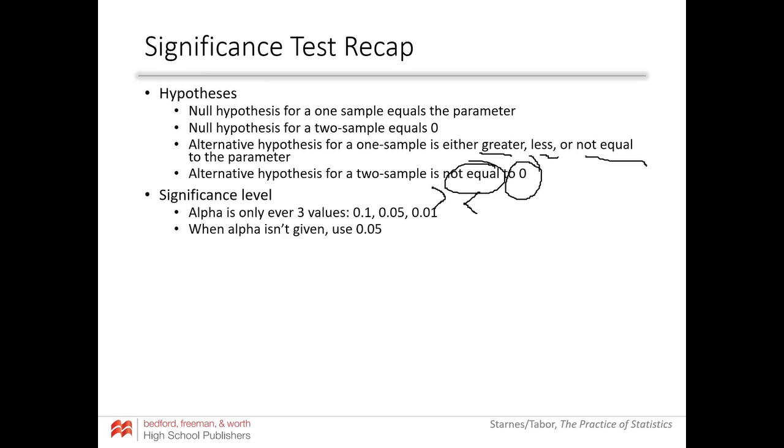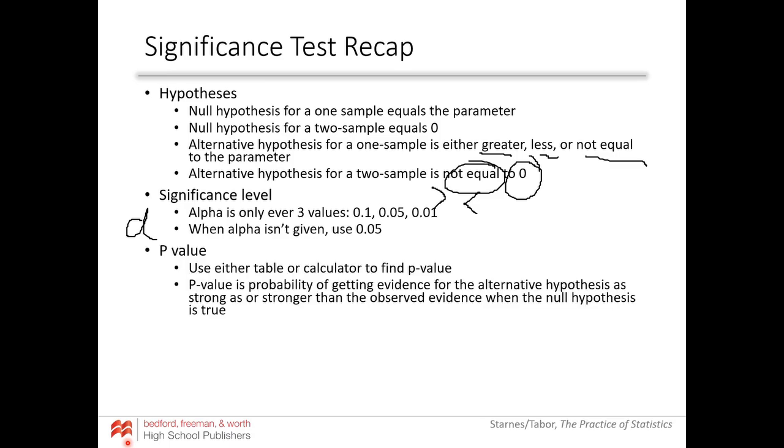Then we also had significance level alpha, right? There are only ever going to be three values for that: 0.1, 0.05, or 0.01. And if it's not given to us, we're always going to assume 0.05. We're going to solve for the p-value, so we're going to find the test statistic, the t-value, and then either use the table or the calculator to find the p-value. If we're using the calculator, we're using a two-sample t-test. That's what we'll be using today. If it's a one sample, we use a one-sample t-test, but that's the calculator function we're looking for.